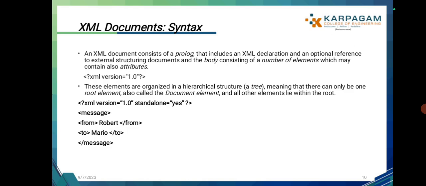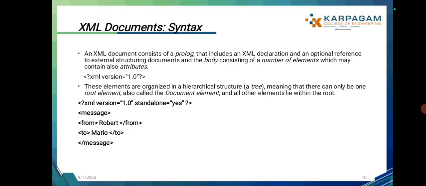Open the angular bracket, then it should start with a question mark. Then XML version: we want to mention that the XML version is equal to 1.0, which should be given within double quotations. And finally we close the angular bracket with the help of a question mark. These elements are organized in a hierarchical structure, meaning that there can only be one root element, also called the document element, and all other elements lie within the root.